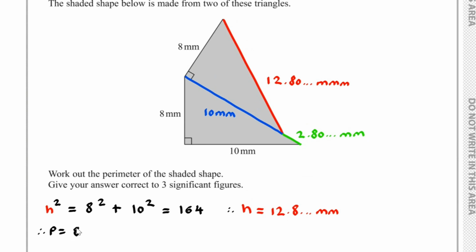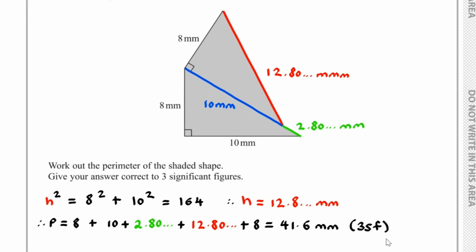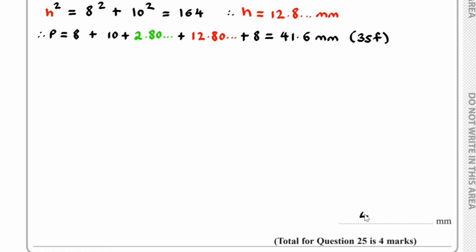And so therefore, for the perimeter, I've got 8 plus the 10, and then I add on to this 2.80, and then I add on to this the 12.80, and then I add on 8, and that will be my perimeter, and it turns out I get 41.6 millimeters, given to 3 significant figures. So I end up with 41.6 millimeters.